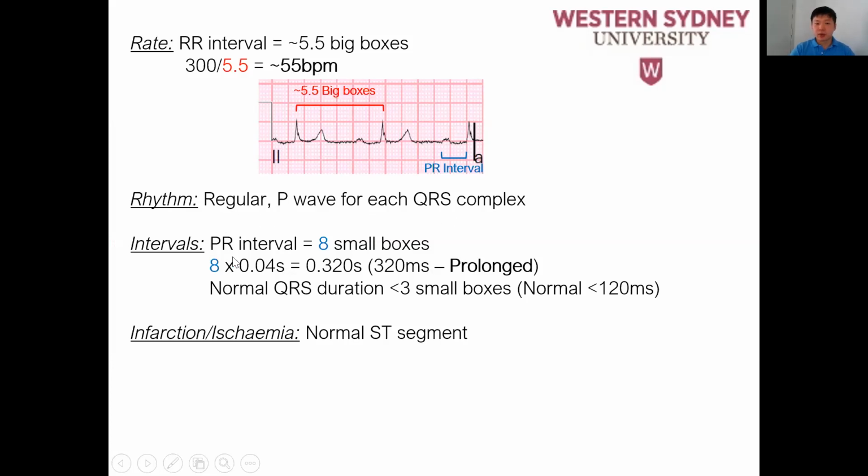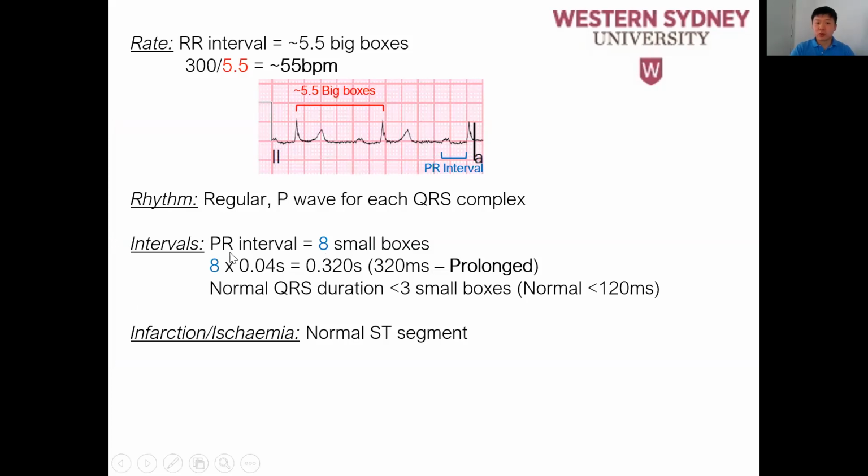In this example, when we measure the PR interval, it's roughly 8 small boxes. Okay, so 8. And each small box represents 0.04 seconds. So therefore, it's roughly about 0.320 seconds or 320 milliseconds. So this is a prolonged PR interval.